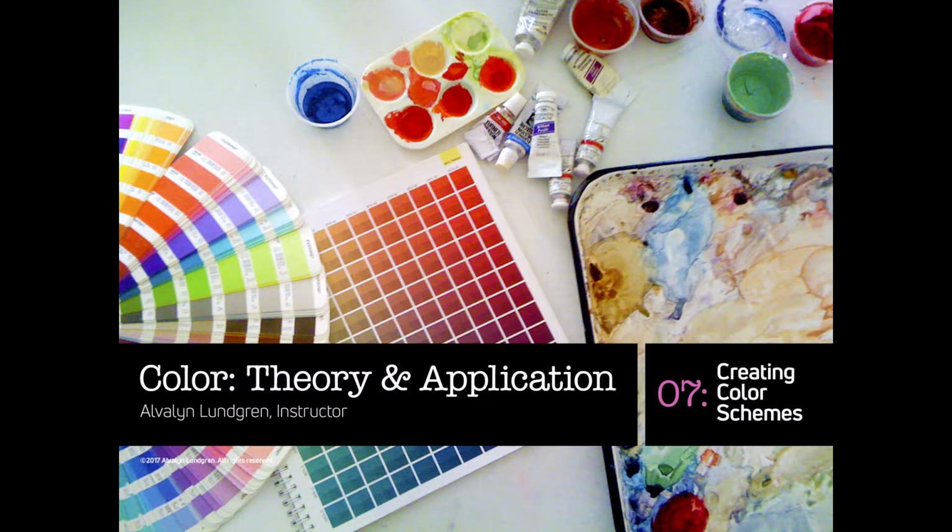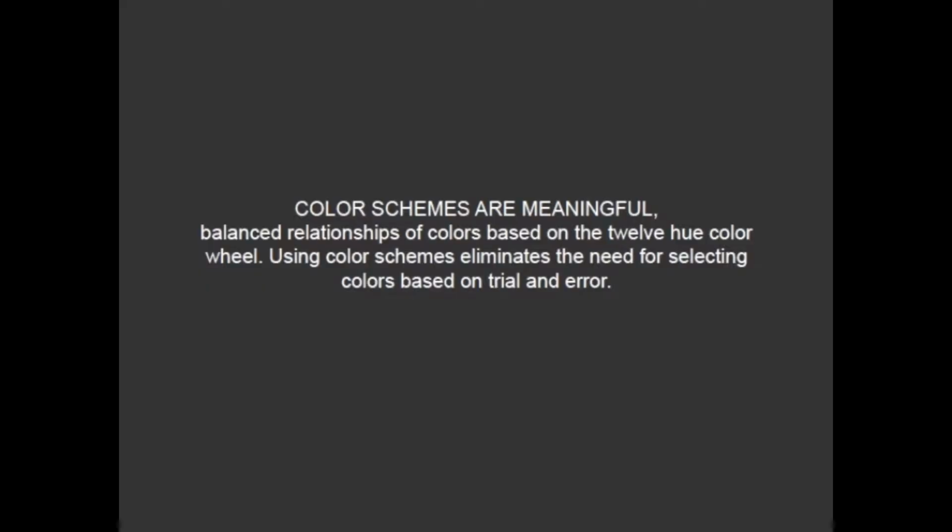If in design nothing is ever done by chance, it will follow then that color choices are also very deliberate, very calculated. Color, because of its communicative properties above and beyond just its visual properties, has meaning. It is important to select color schemes that are going to be meaningful to the target audience. So a color scheme can be defined as a meaningful, balanced relationship of color based on the 12-hue circle.